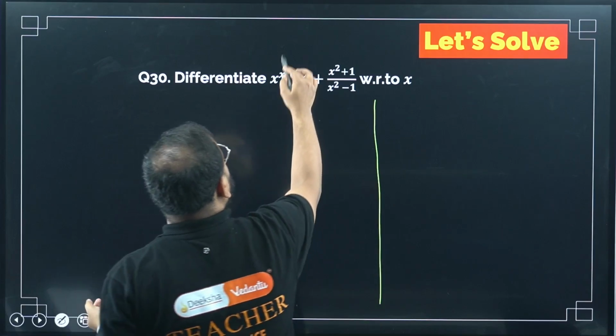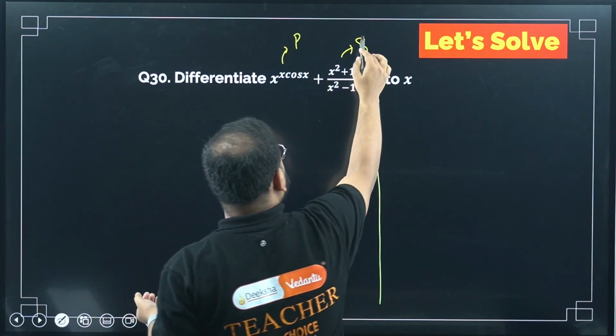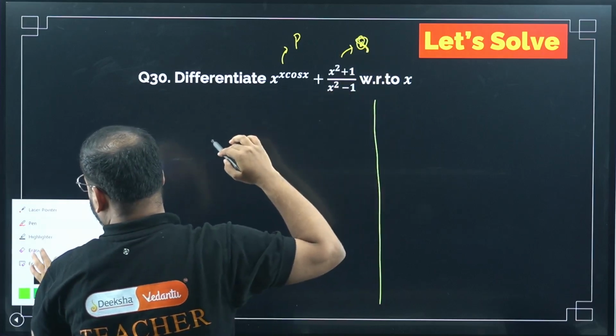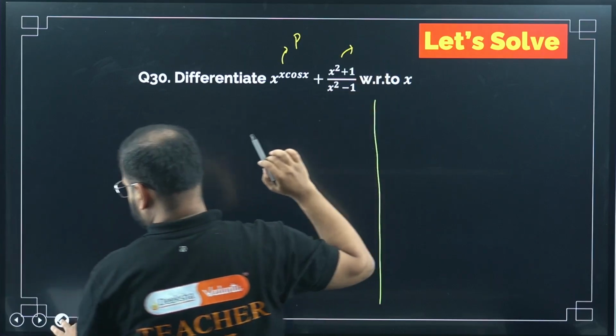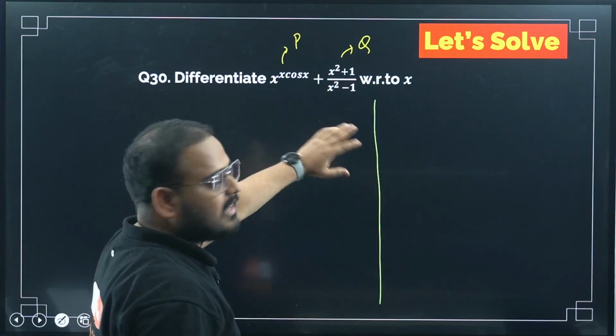So let me take this as p, and this is q. Take these functions as p and q. Every time s and t makes things confusing, so let's take it as p and q. I'll differentiate p first and then we'll go to q.